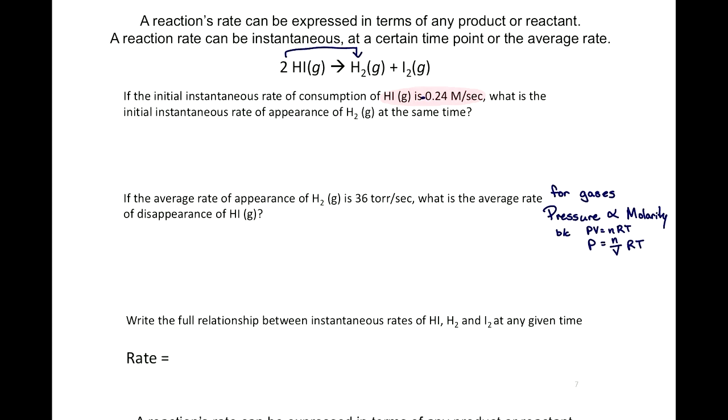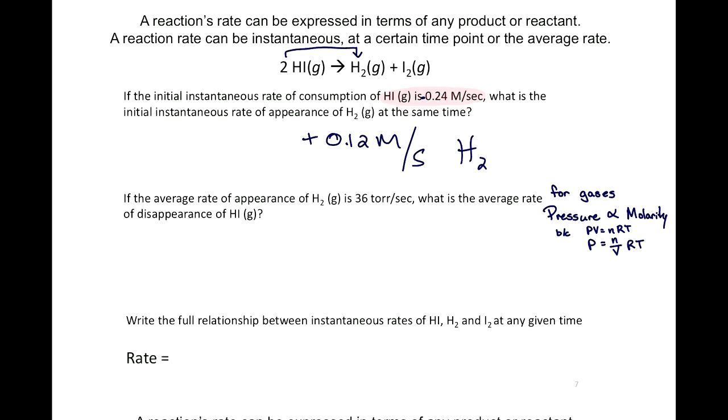What do we think? Just think bread and cheese. It's going to be positive 0.12 molarity per second, all right? Because HI is being consumed twice as fast as that one product is being produced, because it's a 2-to-1 ratio. You can think, oh, I consume 2 breads, I get 1 sandwich out, so we're going to have that molarity here. So that is for H2.